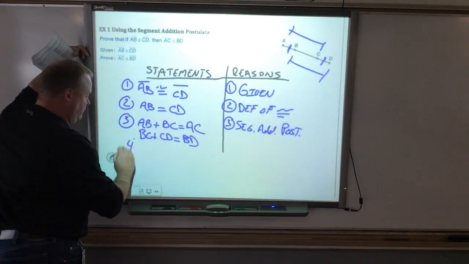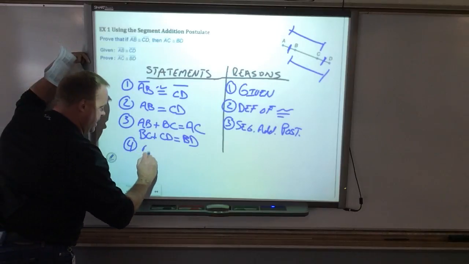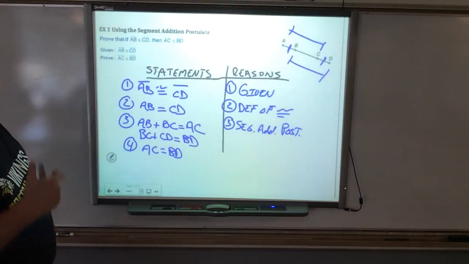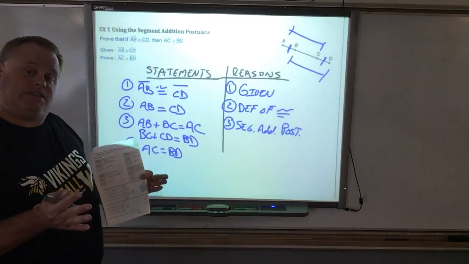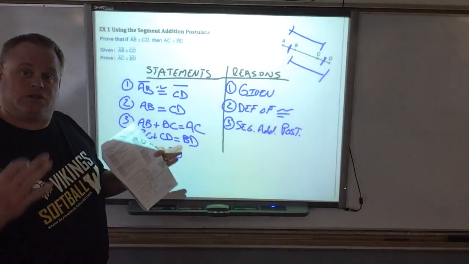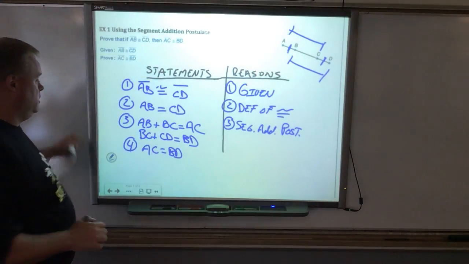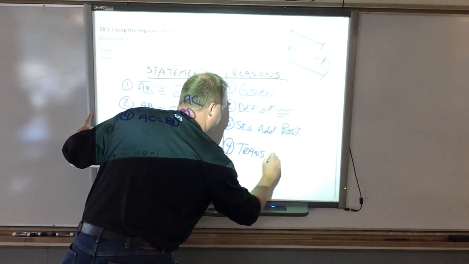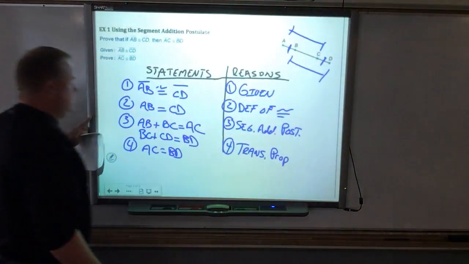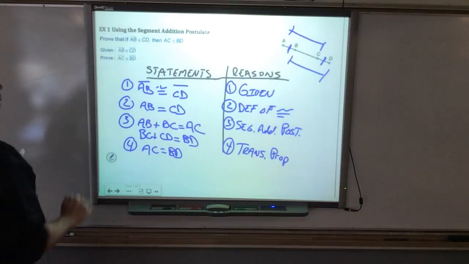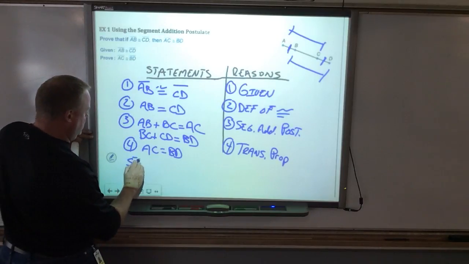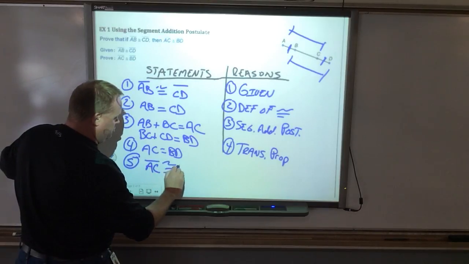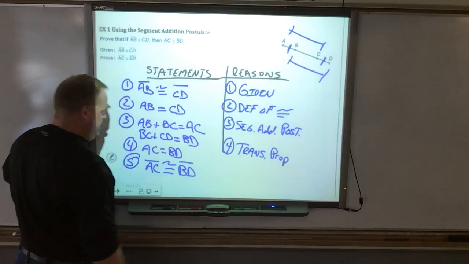By transitive property, I can say that AC is equal to BD, because if I have one thing equal to one thing, and I add something else and it's equal to it, then the first and third items are equal. So this is going to be transitive property. And now I'm in equals, and I want congruence, so I'm going to move back down into congruence. So this says line segment AC is congruent to line segment PD.